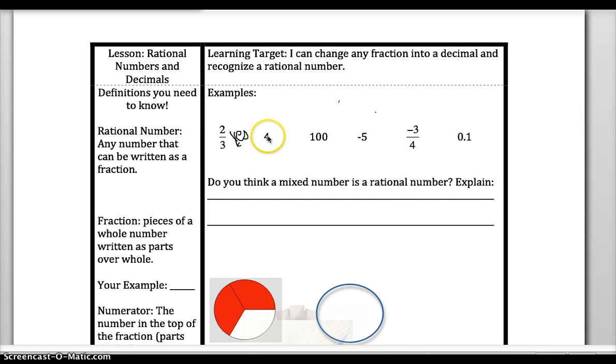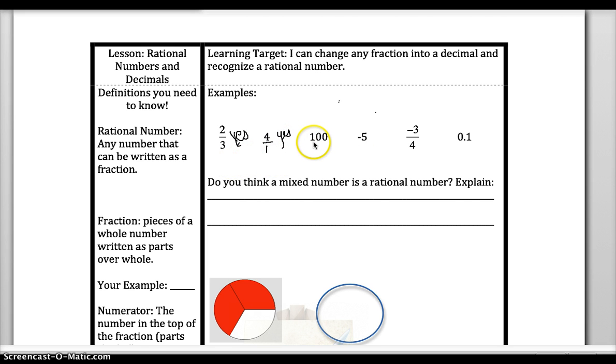All right, and then 4. What about 4? Do you think that's a rational number? Can it be written as a fraction? Yes, it can. Remember, any number can be expressed as a fraction just by writing the number over 1. So 4 over 1 is the same thing as 4, and so yes, it can be written as a fraction.